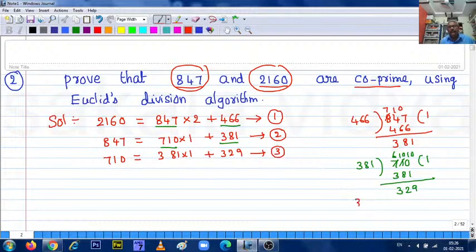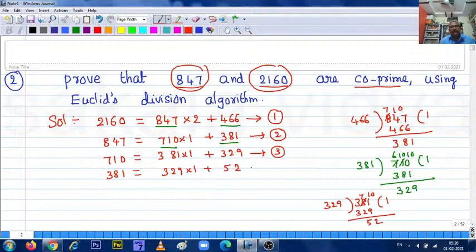Now 381 divided by 329. So 1 time 329. Borrow 10, we get 52. So that means 381 can be written as 329 multiplied with 1 plus 52. So this is equation 4. Okay. Now what do you get now here? Let us see.